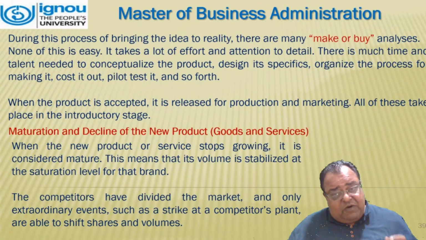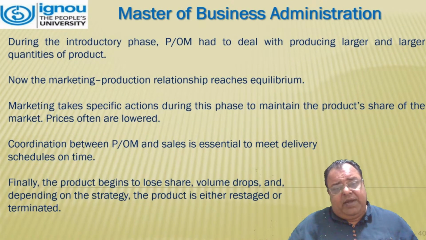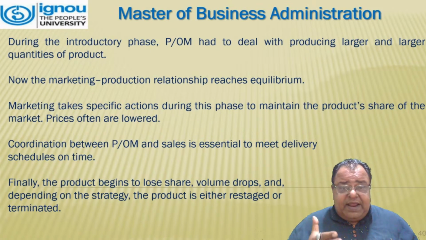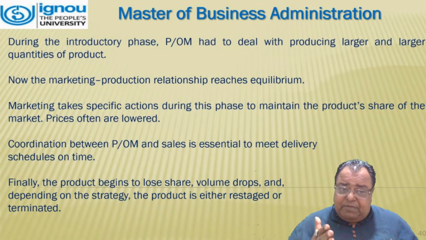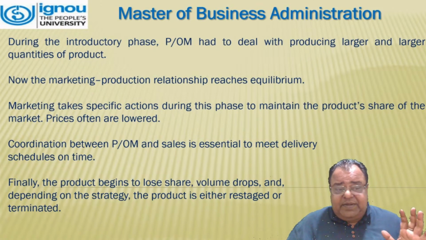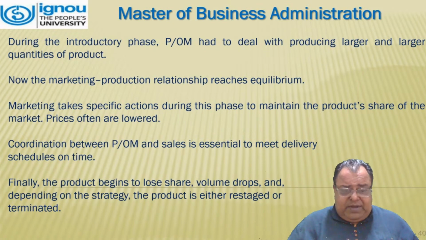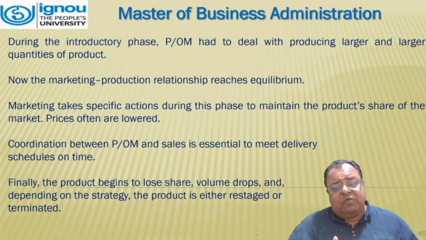During the introductory phase, P or OM had to deal with producing larger and larger quantities of product. Now, the marketing production relationship reaches equilibrium. Marketing takes specific action during this phase to maintain the product's share of the market. Prices often are lowered. Coordination between P and OM and sales is essential to meet delivery scheduling times.